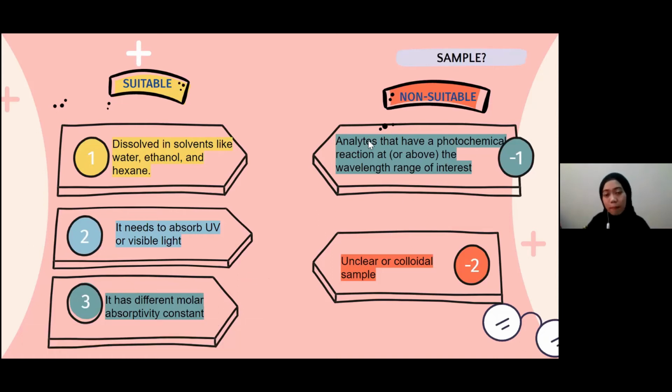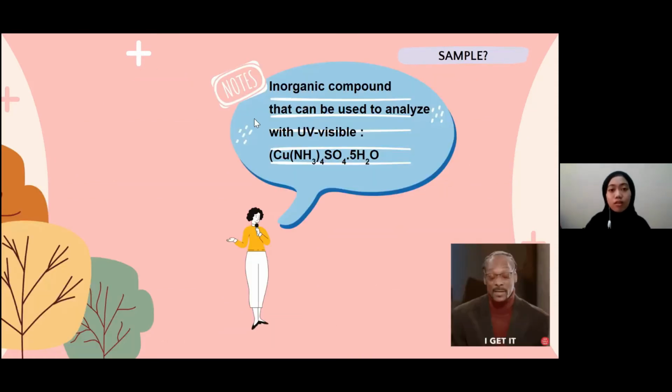So for non-suitable sample, the analyte that has a photochemical reaction at or above the wavelength range of interference. Like what Iza and Nani already said, the wavelength range is around 160 until 2500 nanometers. So if the wavelength is at 2500 or above than that, therefore it is an unsuitable sample. Next, the sample that is unclear or colloidal sample. So this is one of the examples of inorganic compound that we can use to analyze with the UV visible spectrophotometer, which is tetraamminecopper(II) sulfate pentahydrate.